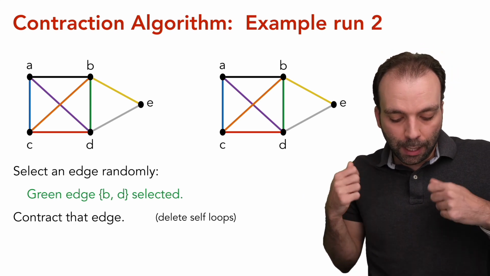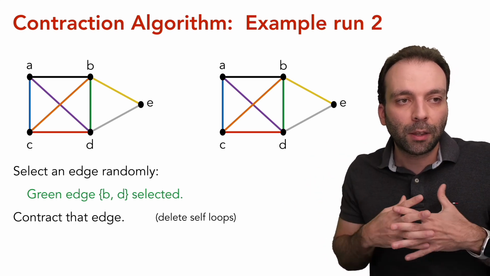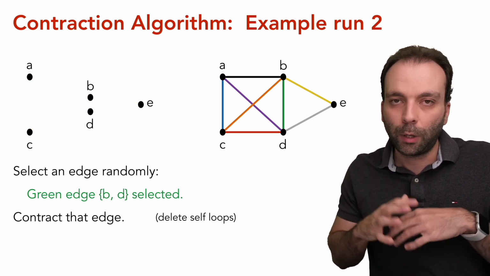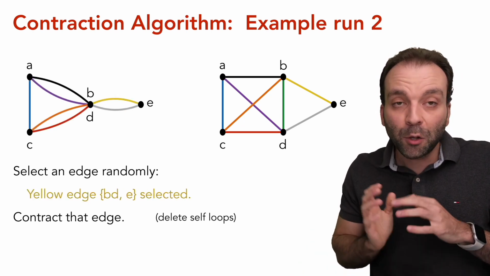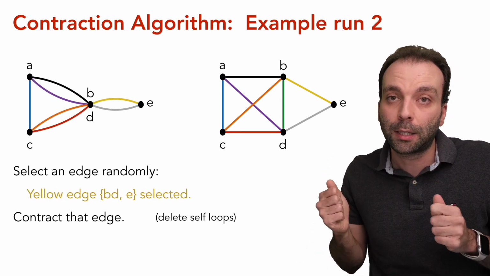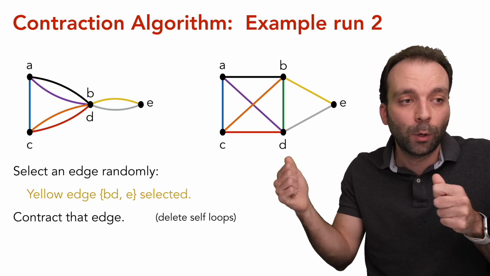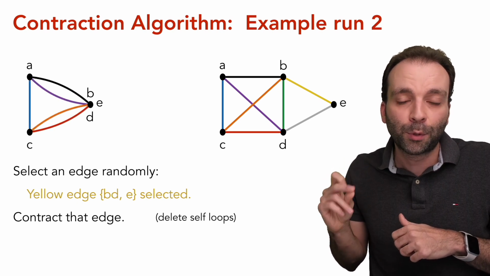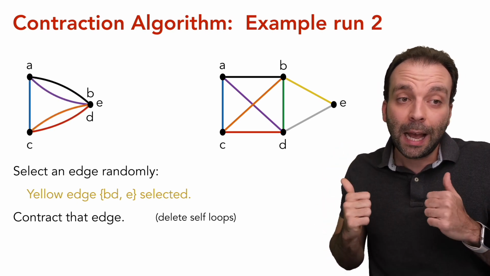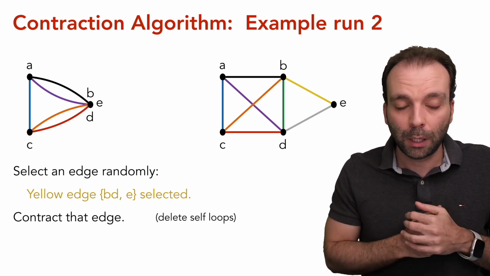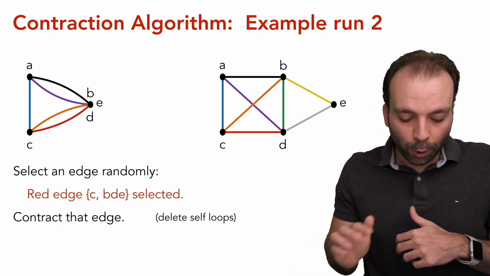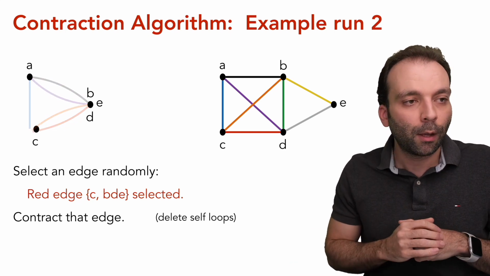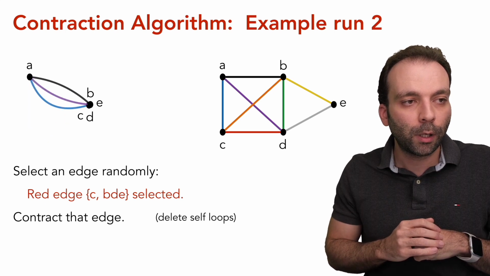So let me do another run now, example run number 2. The green edge is again selected, BD, you merge them together, and we have the same situation as before. But now imagine at this second iteration that the yellow edge is selected. So now we're going to merge BD with E. Now those yellow and gray edges became self loops. You throw them out and they're gone. And now you can see I won't be able to output that minimum cut anymore. Anyway, we continue. We select maybe the red edge here. So we merge C with BDE. And then at the end, we have two vertices left.